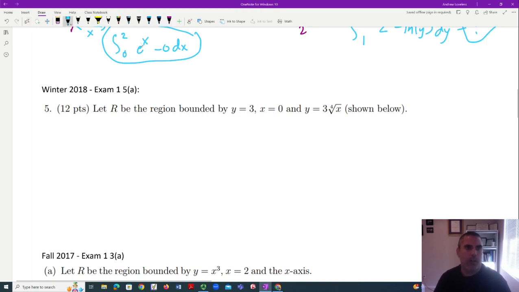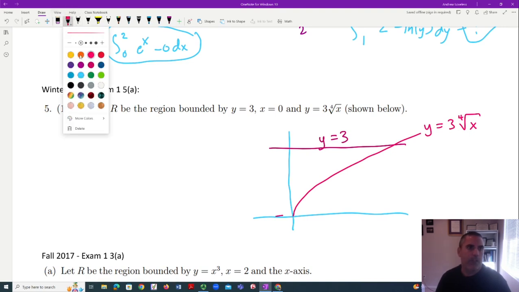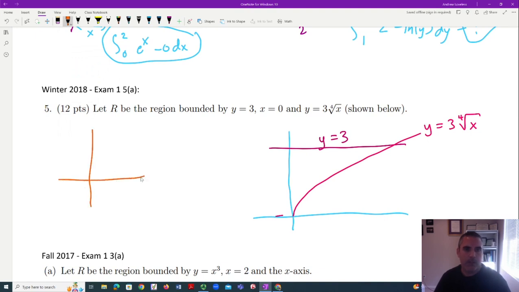Let R be the region bounded by y equals 3, and the fourth root function, and x equals 0. Okay, this is one where you could do it either way. Maybe I'll see if I can find a more interesting one for the next example. But part of the reason I'm emphasizing this so much is we're going to use this in the next section quite a bit. And so let's talk about this.